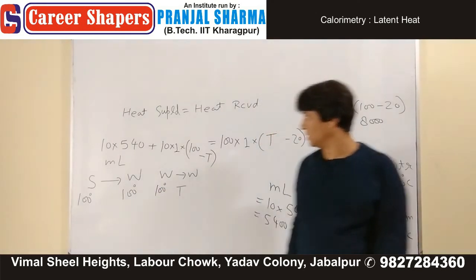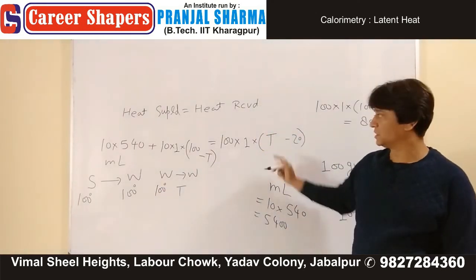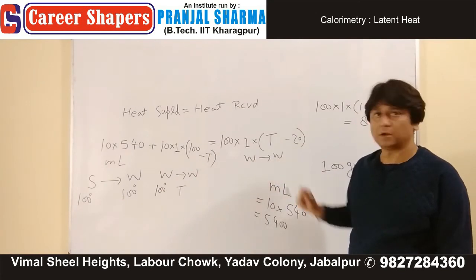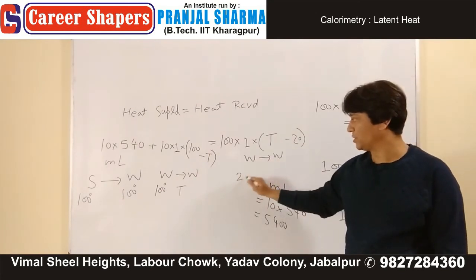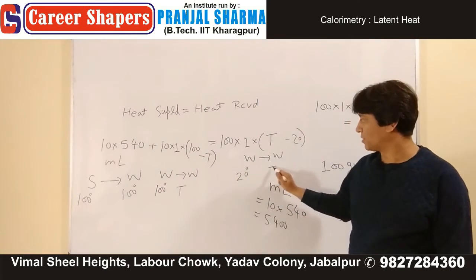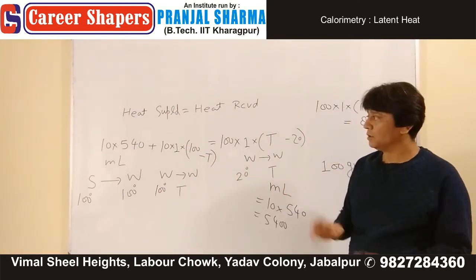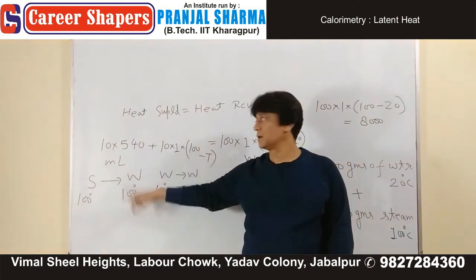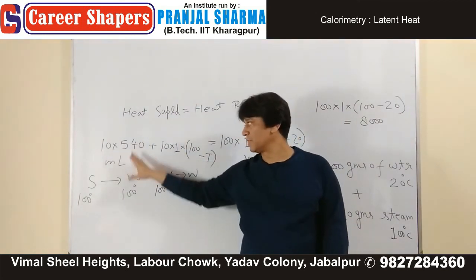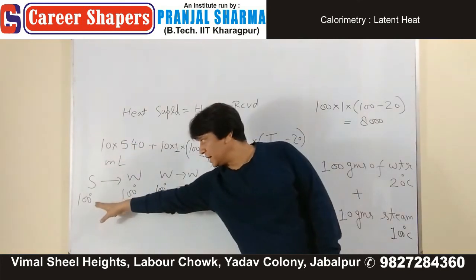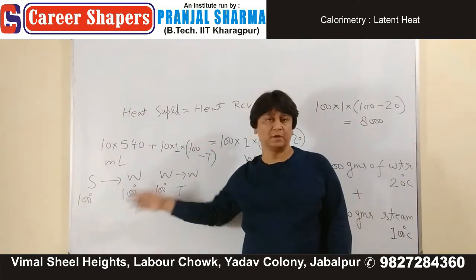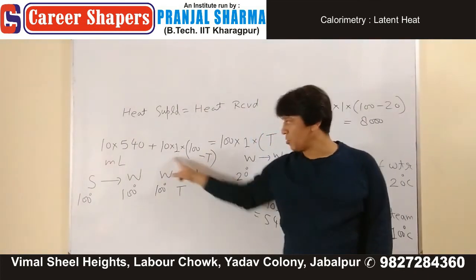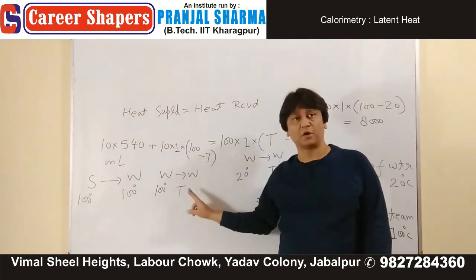To T. What is this? This is water to water. Water which was initially present at 20 is now present at T. Source is what? 10 grams of steam. First, its temperature remains the same, state changes. Then, state remains the same, temperature drops.